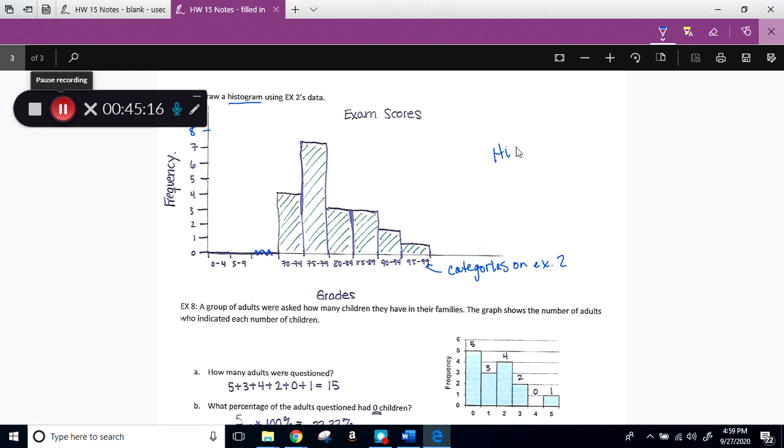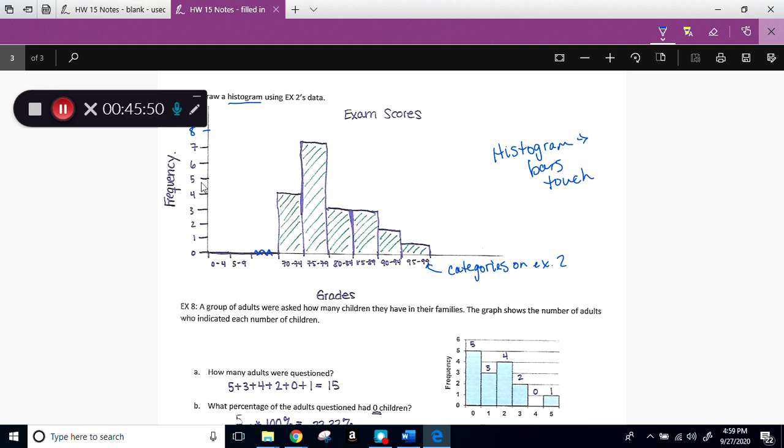Histogram, remember the bars touch. Now, remember on a regular bar graph, they don't. But on a histogram, they do. So don't forget about your title and labeling your x-axis. These are grades on whatever that was, and frequency. So the frequency is always going to go on that y-axis like that, unless they tell you otherwise. But put your frequency over here on the y-axis.